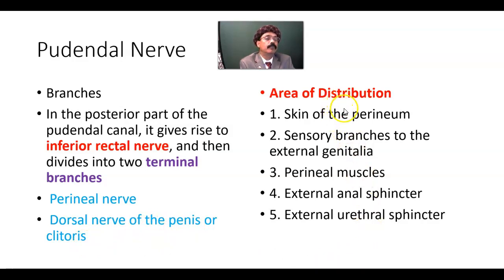Area of distribution: skin of the perineum. Sensory branches to the external genitalia, perineal muscles, external anal sphincter, external urethral sphincter.